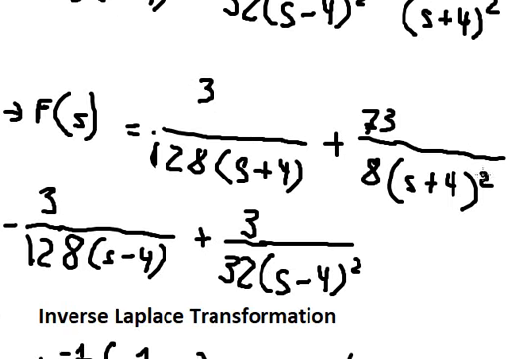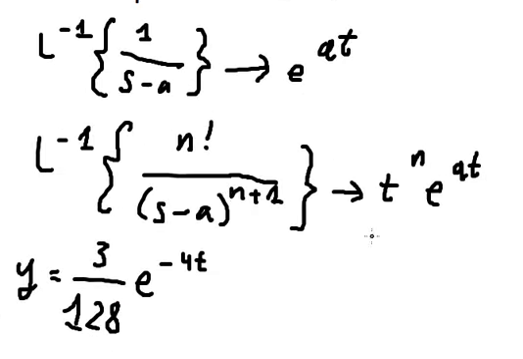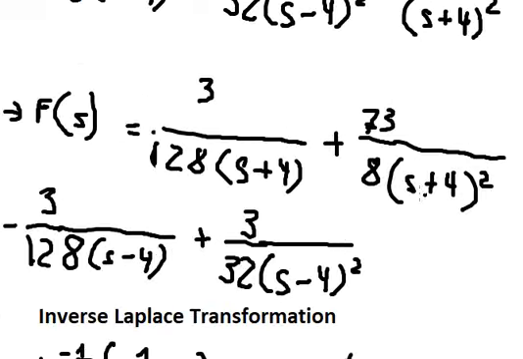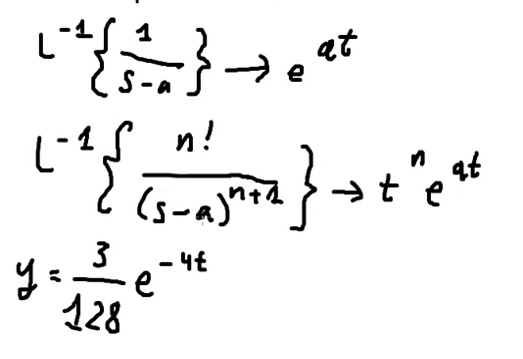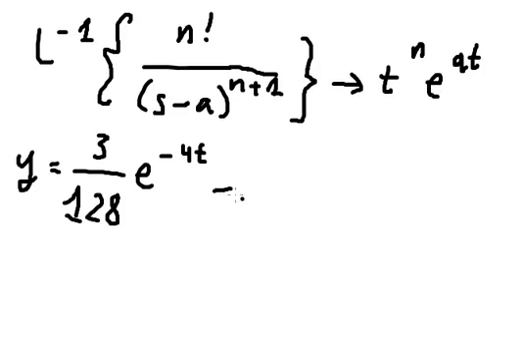This one, we apply this one. So we can say that we have 2, that means n plus 1 equals 2, so n equals 1. So we have positive 4, that means a equals negative 4. So this one, we have 73 over 8 t to the power of 1 and a is negative 4.